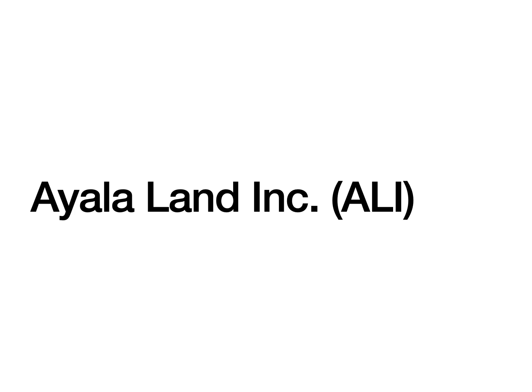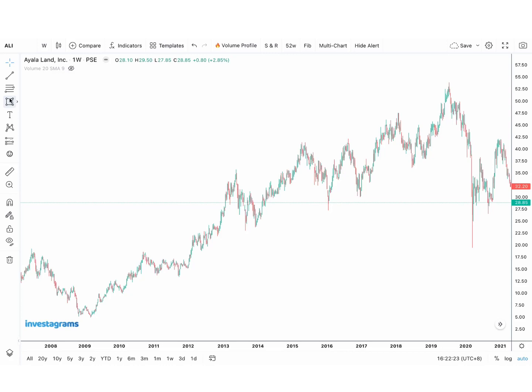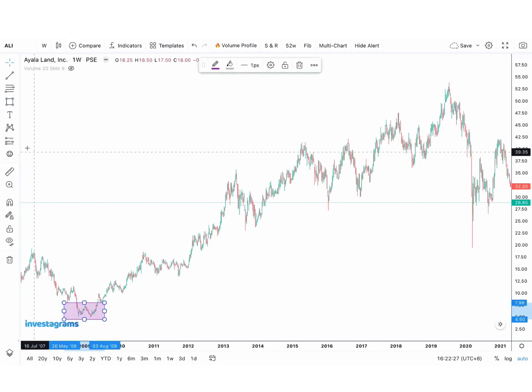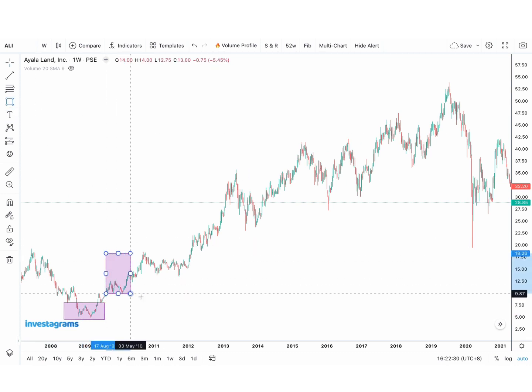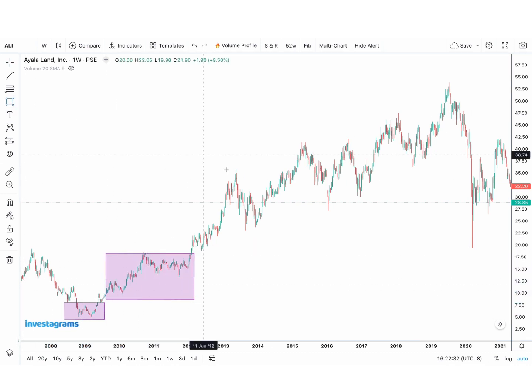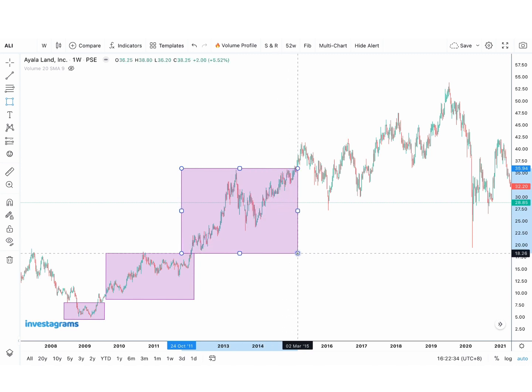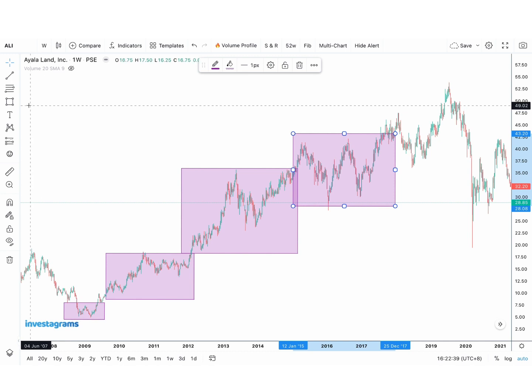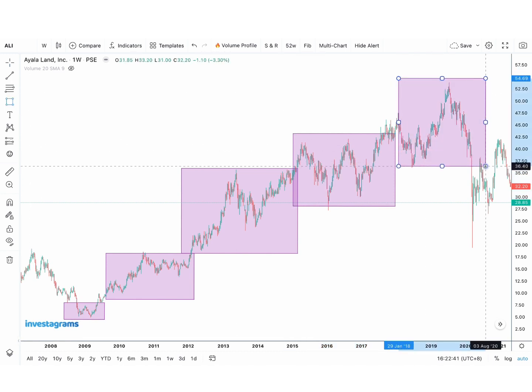So I'd like to show you more examples of the bases in some of our blue chips. First is Ayala Land Inc. Let's go to the chart. Here's the chart of Ayala Land Inc. The ticker is ALI. So let's draw the bases in the chart of Ayala Land Inc.